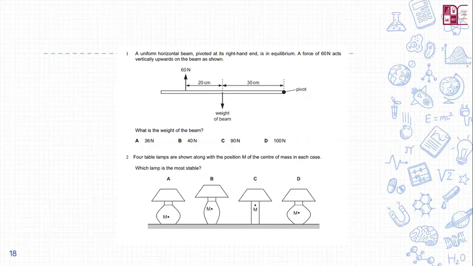So we're going to look at the opposing forces. Clockwise equals anti-clockwise. So clockwise is 60 into 50 equals the weight into 30. All right.